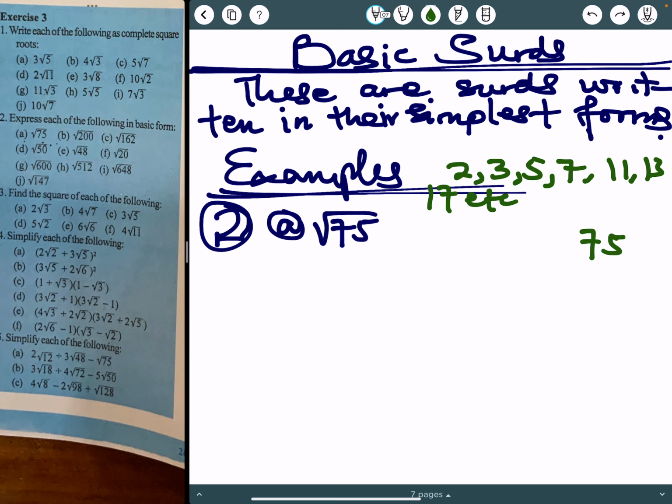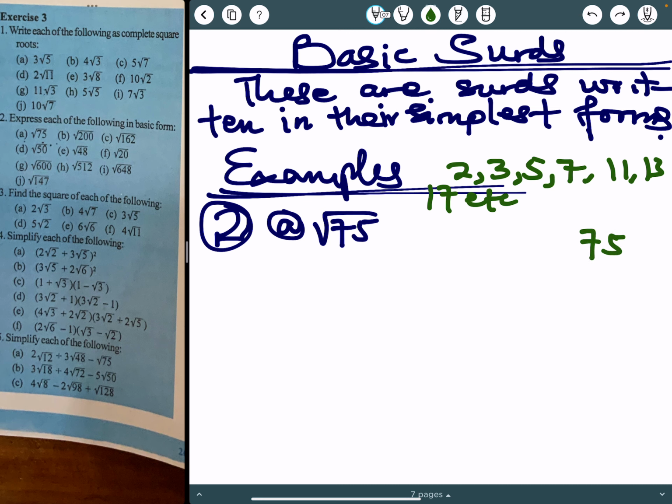Can you see what I just did here? I multiplied these two 5s because they are in pairs. So I multiplied the 5s to get 25 and leave 3. Write my 3 beside it. So I can split this into root 25 times root 3. Root 25 is 5. That gives me 5 times root 3. So in the basic form, root 75 is the same thing as 5 root 3. 5 root 3 is the basic form of root 75.